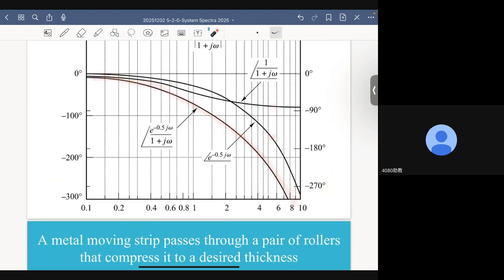So the time delay has a very negative effect on system stability because it pushes the phase response curve downward to reach minus 180 degrees faster, all right? So by doing that, it actually narrows the gain margin.